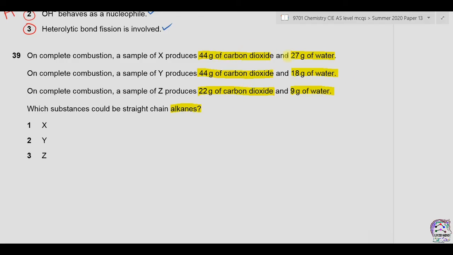Let's first convert these values into moles. So we have 1 mole of carbon dioxide in 44 grams, 1.5 moles of water, 1 mole of carbon dioxide, 1 mole of water, 0.5 moles of carbon dioxide, 0.5 moles of water. Let's write the chemical equation. For first reaction we have 1 mole of carbon dioxide and 1.5 moles of H2O. Now there is complete combustion, so therefore number of moles of oxygen are not required.